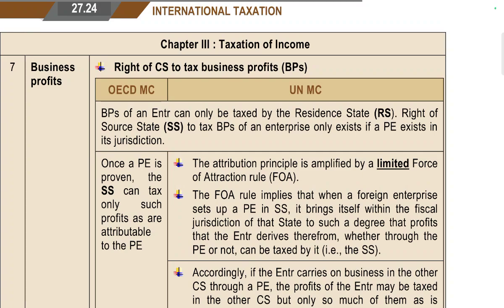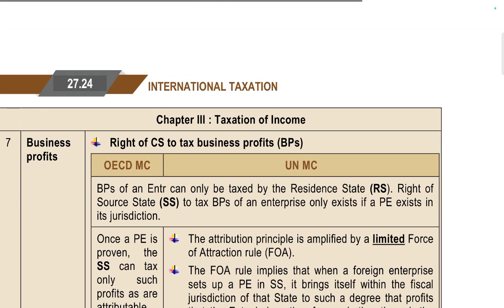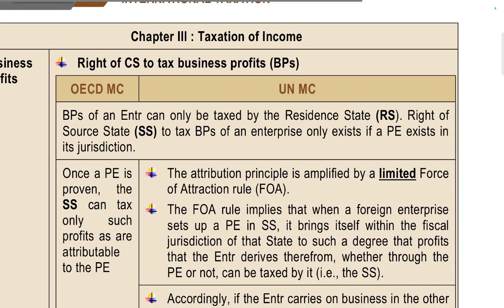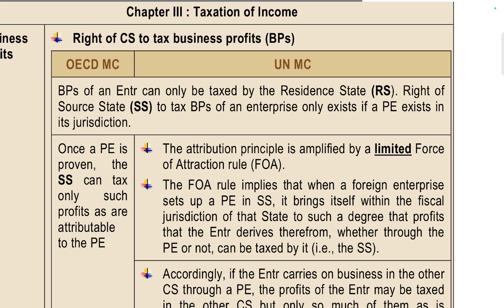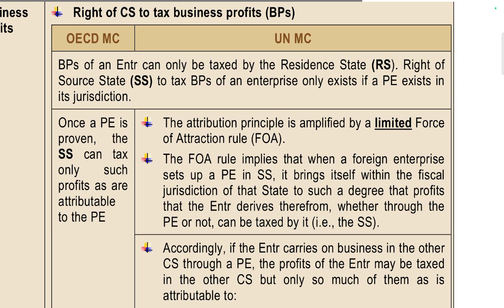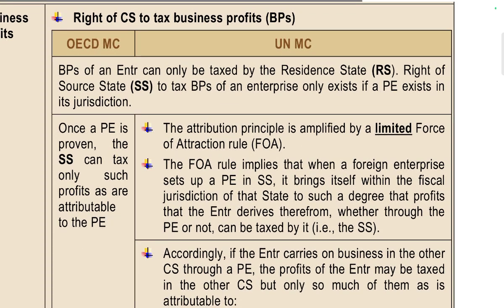Chapter 3, Taxation of Business Profits. Right of contracting state to tax business profits, OECD MC model. The business profits of the enterprise can only be taxed by the resident state. The right of the source state to tax the business profits of the enterprise only exists if a permanent establishment exists in the jurisdiction. Once a PE is proven, the source state can tax only such profits as are attributable to the PE.